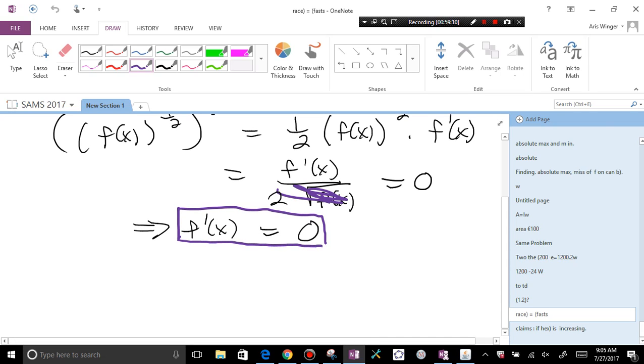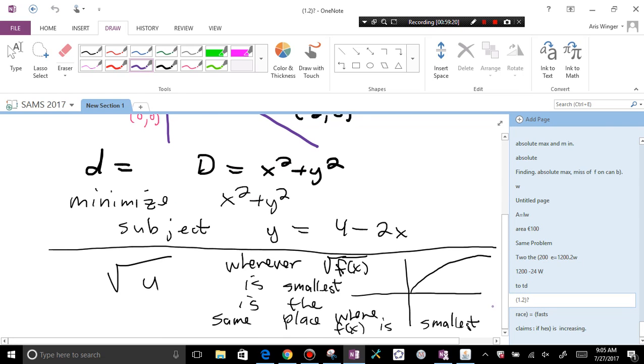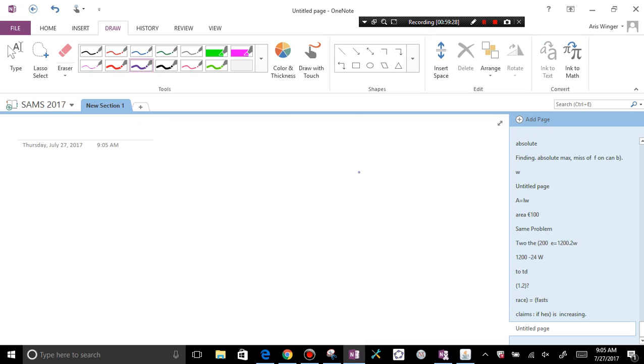All right. So now this was all to say the following. I think it's on the previous page now. Here is our problem. We wanted to minimize x squared plus y squared subject to y equals 4 minus 2x. Minimize.